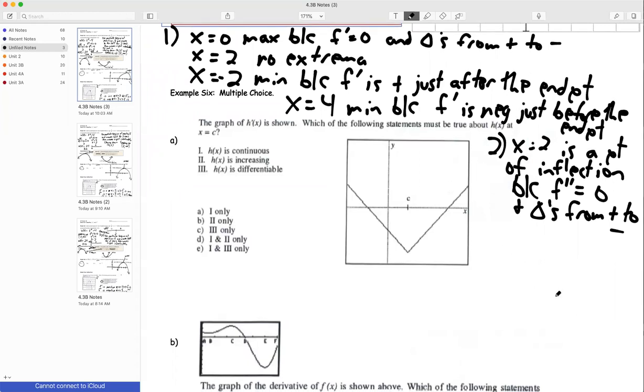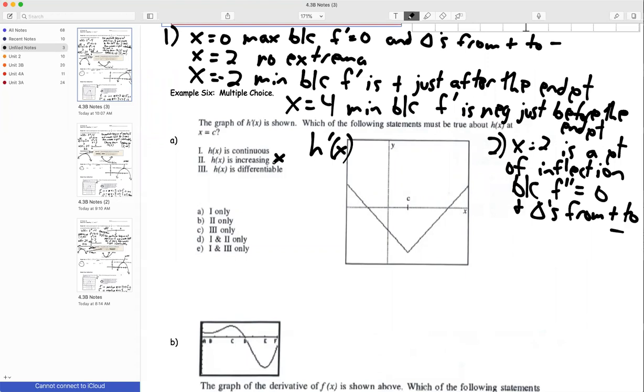The graph of h prime of x is shown. So this is h prime of x. Which of the following statements must be true about the original function h of x at x is equal to c? Okay, I'm going to eliminate the second one there immediately because the original function is not increasing at c, because on the graph of the derivative, c is below the x-axis. So therefore it must be decreasing.